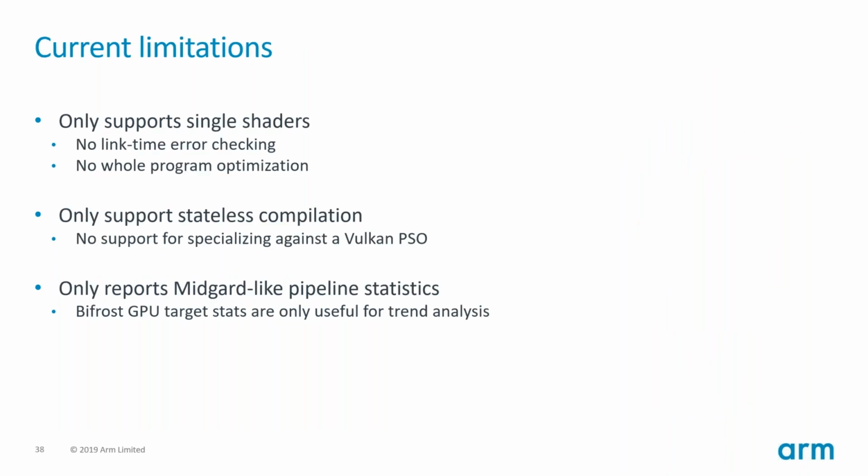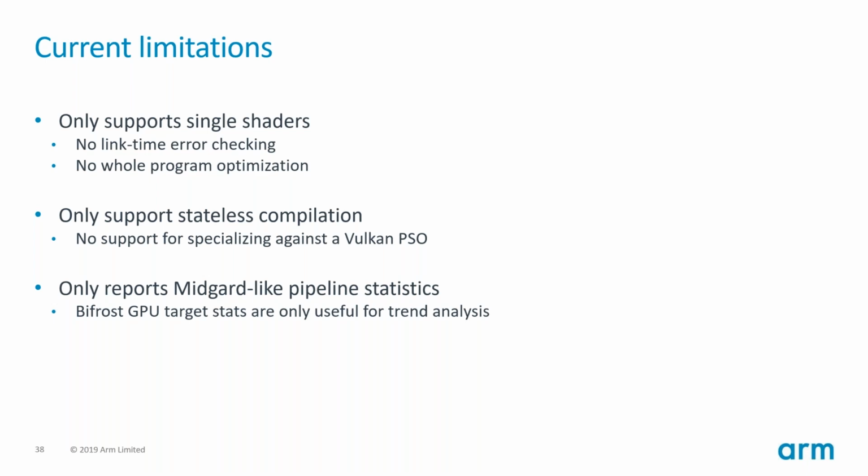There are some current limitations. It only supports single shader programs, so it's not doing any link time error checking of a whole pipeline. It's not applying any whole program optimization across the whole pipeline. It's currently stateless, so if you have specializations that could have been applied if you have a Vulkan program state object, those aren't going to be reflected in the data.